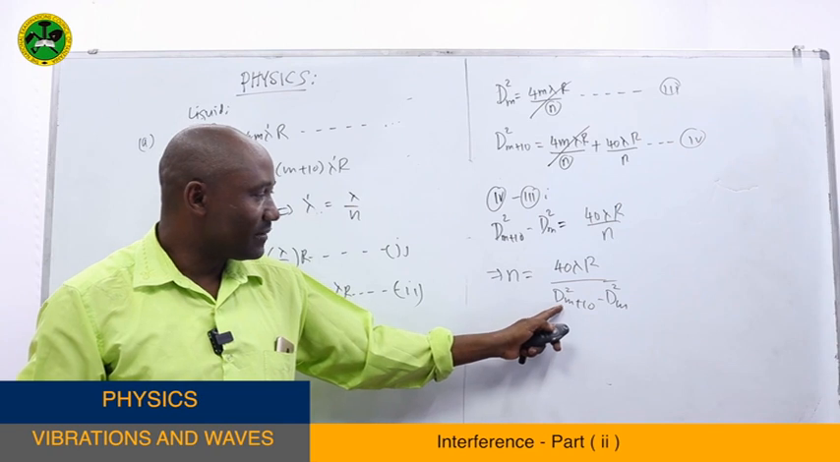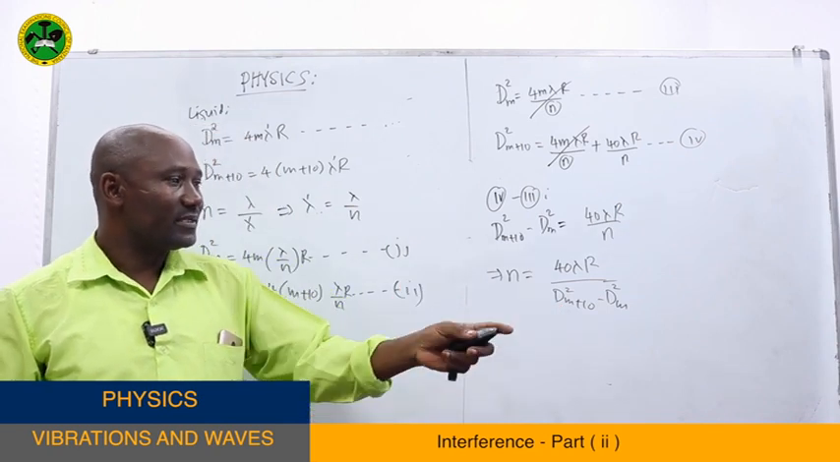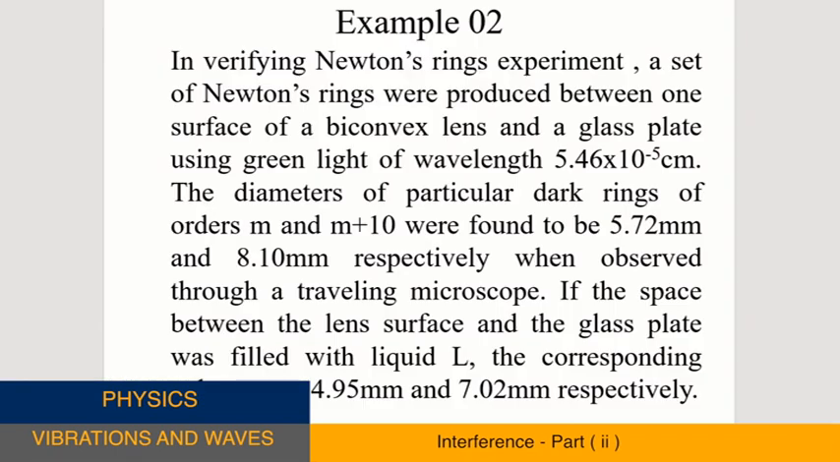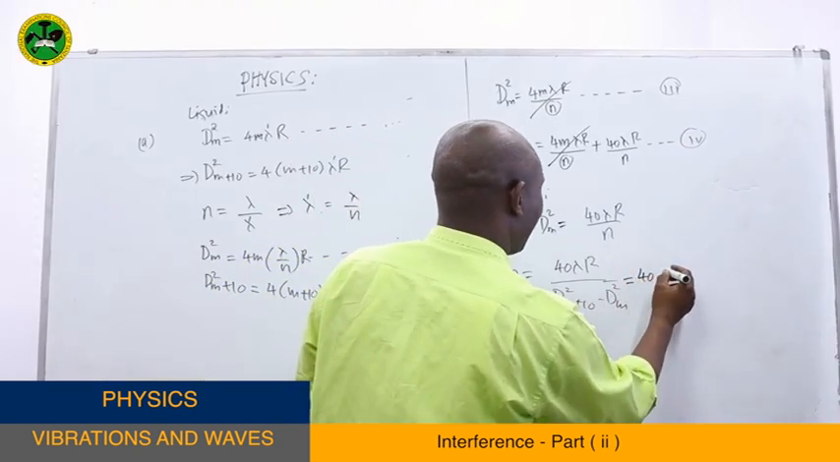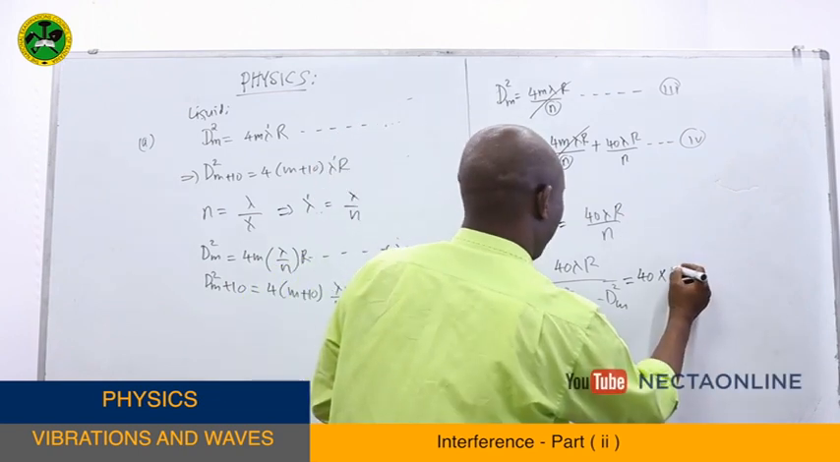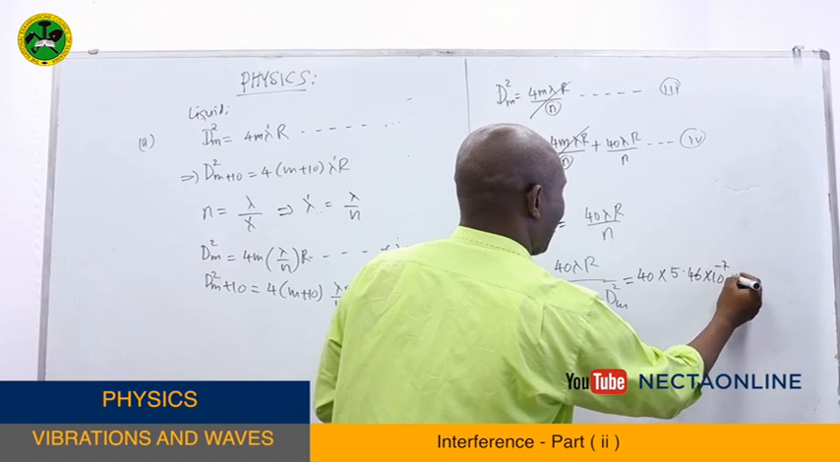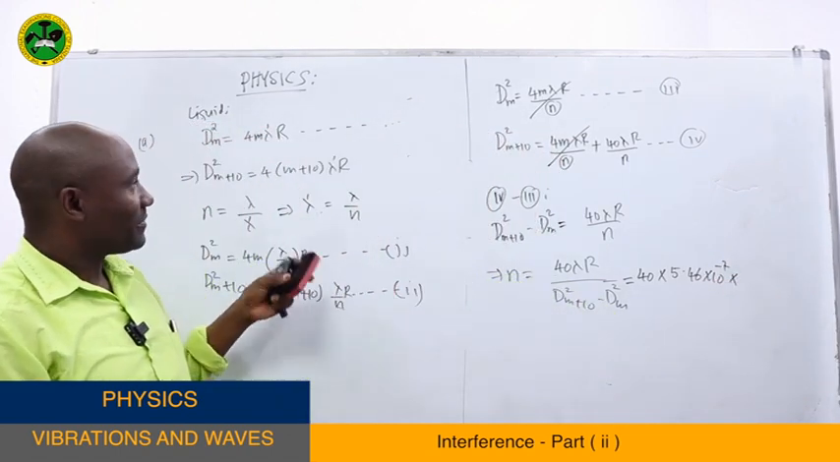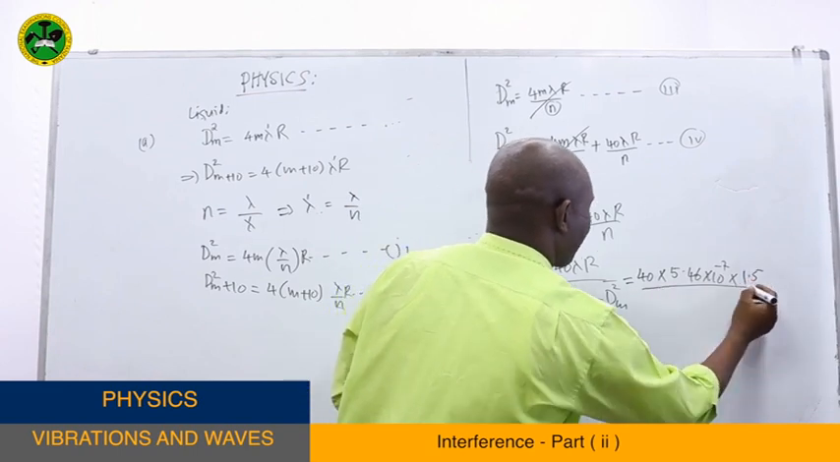This is the diameter changing now. The values are given: it's now 7.02 and 4.95. We have the values for the refractive index. The wavelength is 5.46 times 10 negative 7. We know the radius of curvature now from the experiment that we have in Part A, it was 1.5.